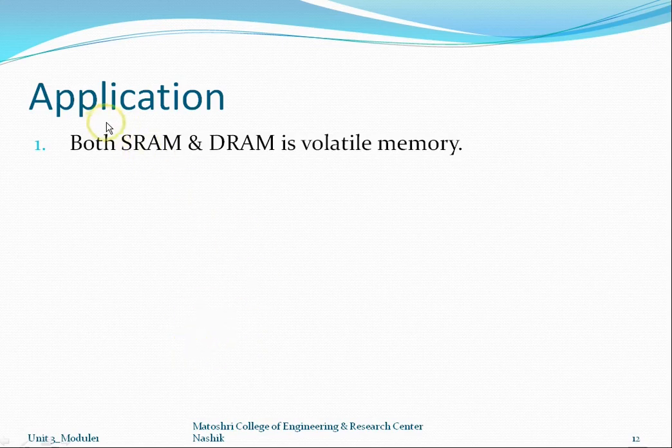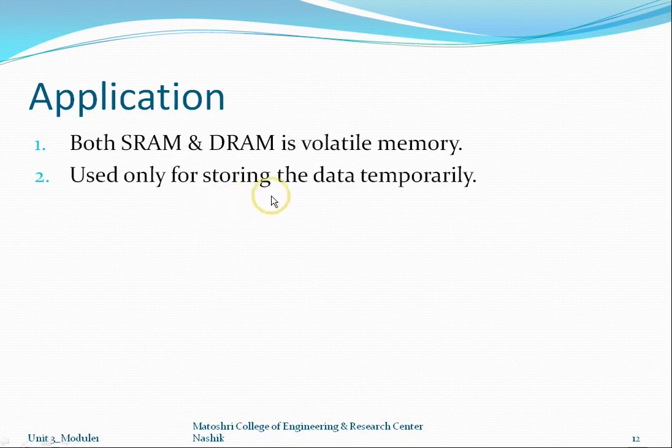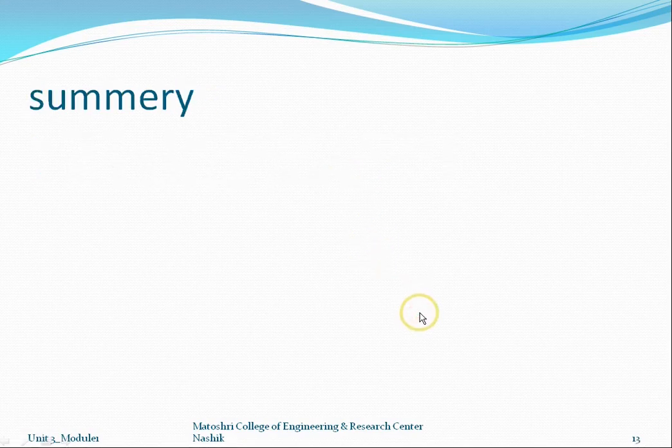So that's why SRAM and DRAM are applied for storing data temporarily, meaning that as long as the power is on, the data can be stored. If the power is lost, the data is lost. So this is the applications summary of this first module.